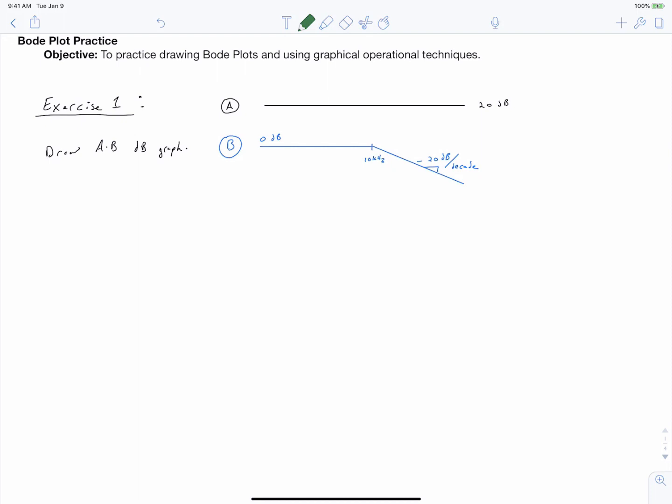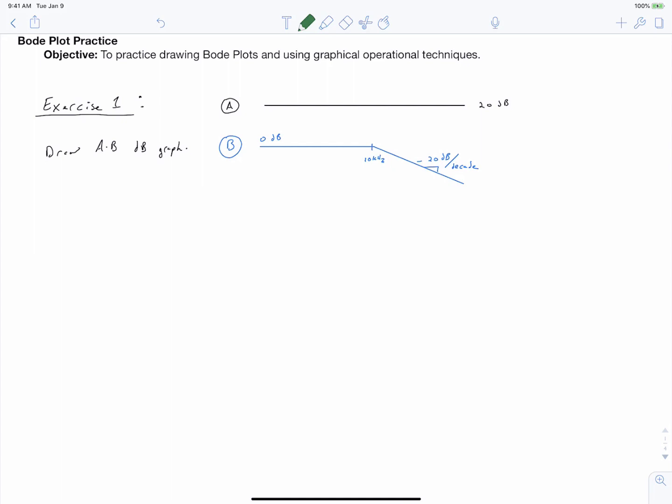The objective of this video is to practice drawing Bode plots and using the graphical operational techniques that we've discussed in our introductory videos for this unit and that we've been using to build up progressively more complicated Bode plots and graphically depict more complicated transfer functions. So we're going to work through a series of exercises. There's no new theory presented in this video. It is simply a series of exercises to help you get more familiarity with this concept.